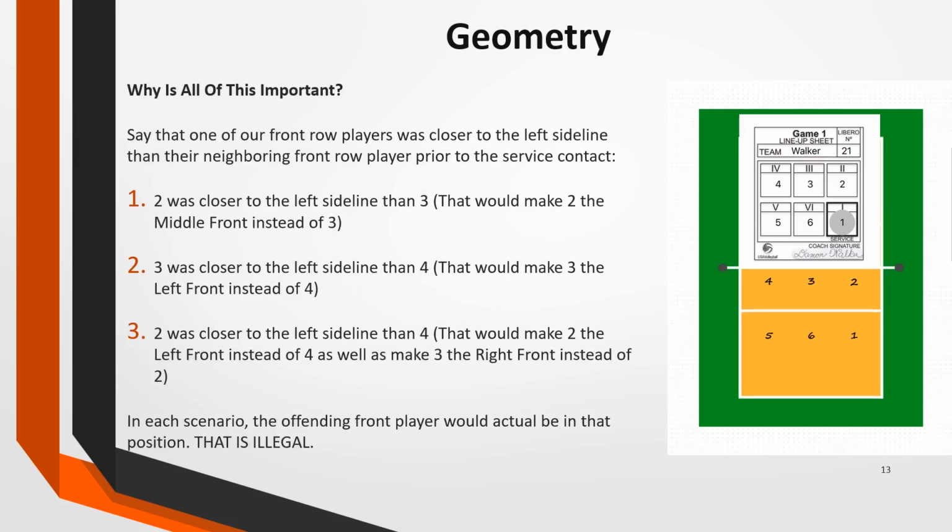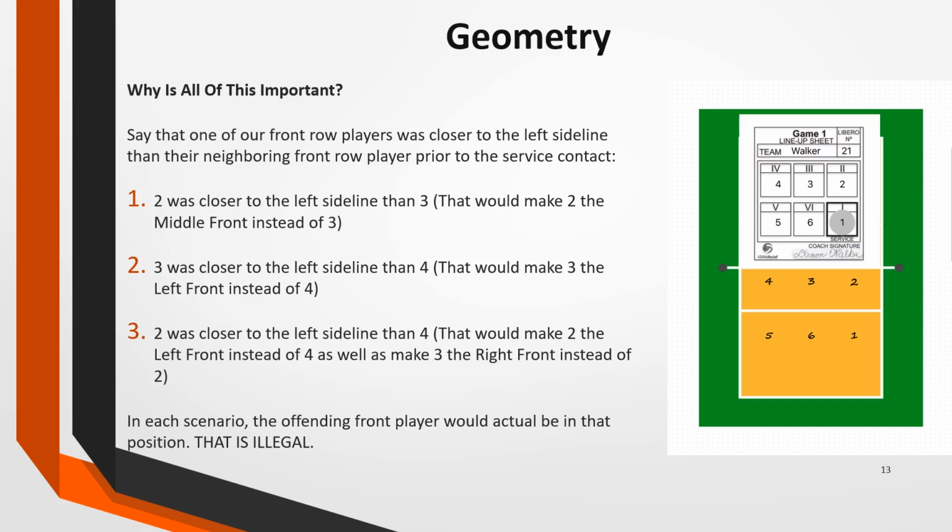You still not convinced? I got more for you. So say that one of our front row players was closer to the left sideline than their neighboring front row player prior to service contact. Let's just say that 2 was closer to the left sideline than 3. That would make 2 the middle front instead of 3. And if this were to happen, then 3 would become the right front.